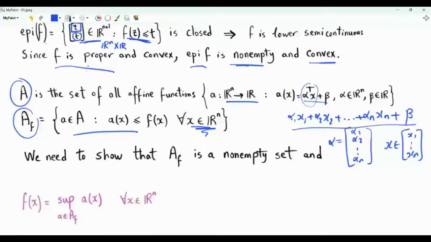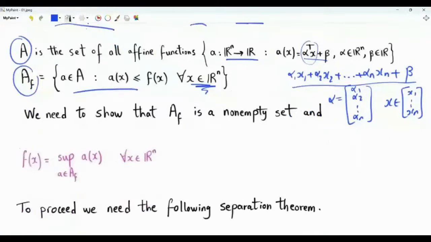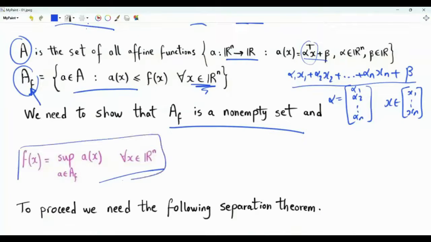Is this set guaranteed to be non-empty? We will have to show this. And then we need to show that the function f of x is equal to the supremum of the functions A of x taken from this set. And this is true for every x in Rn. This is the main result in this video, which is that the function is the pointwise supremum of all affine functions that are global underestimators. We have two tasks: to prove that the set AF is non-empty, and then to prove this statement here.